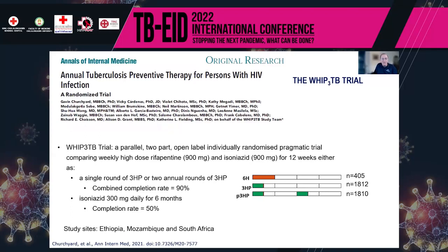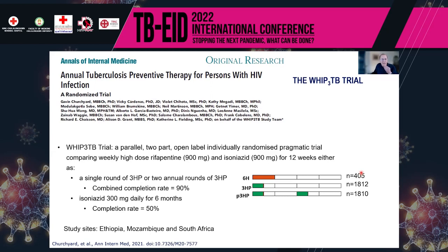So what about repeated courses of preventive therapy? What about reinfection? There's a serious worry that people had that people living with HIV would get reinfected and that a single round of TB preventive therapy would not be successful. And that led to the WIP-TB study led by Gavin Churchyard from the Aurum Institute in South Africa, published last summer, northern summer. And this was a randomized trial that compared a single round of 3-HP given once to annual rounds of 3-HP given once and then repeated at a year. There's also a small control group of people getting 6 months of INH and only followed for a year.